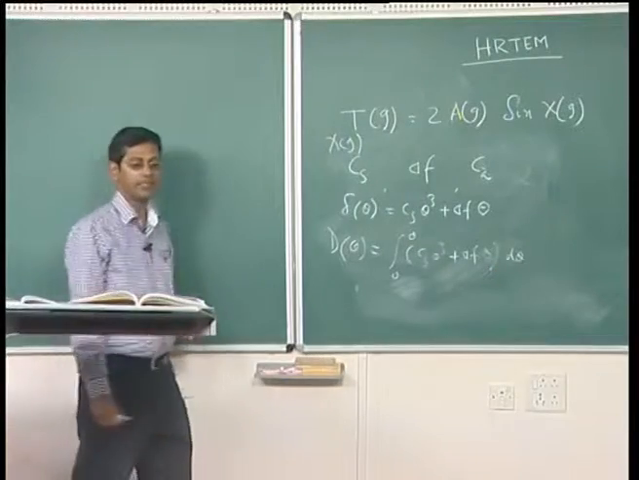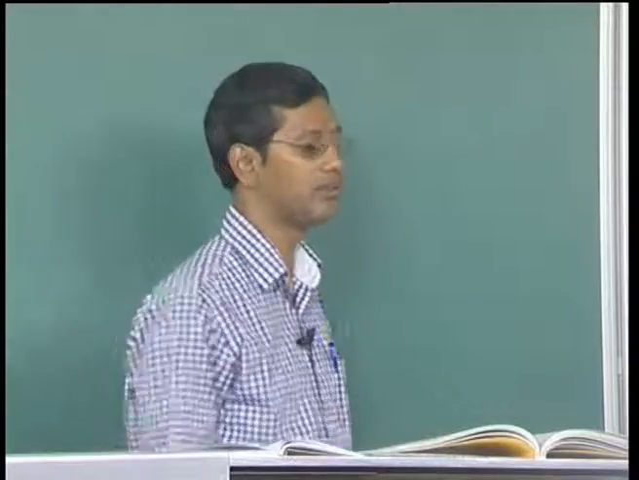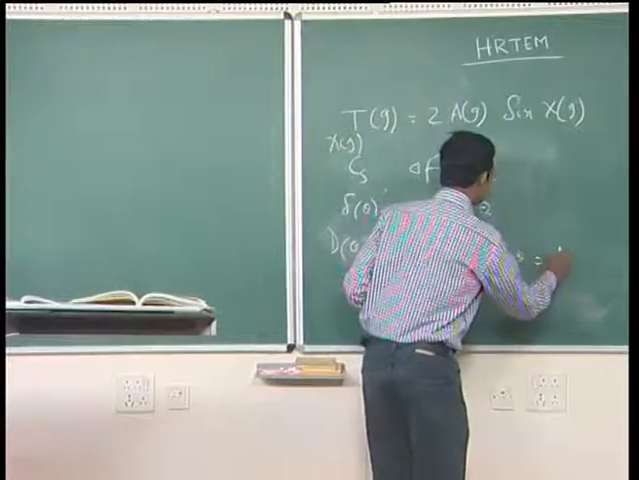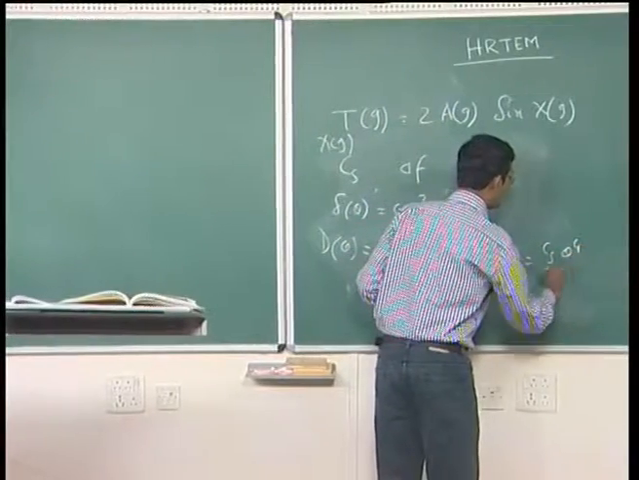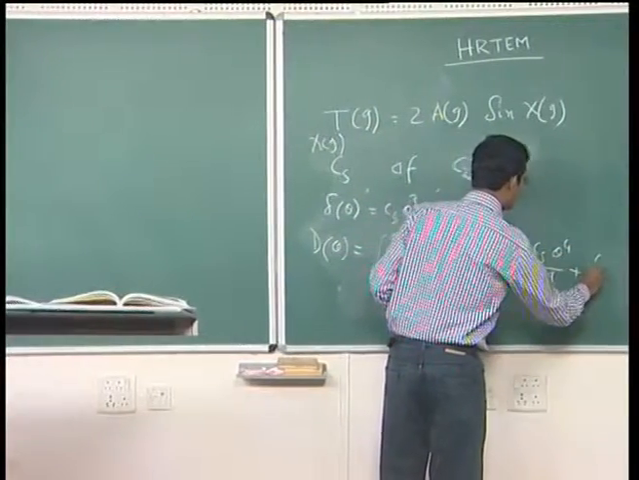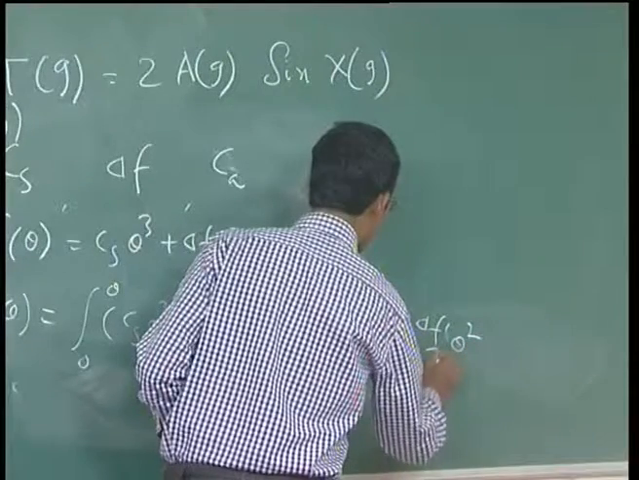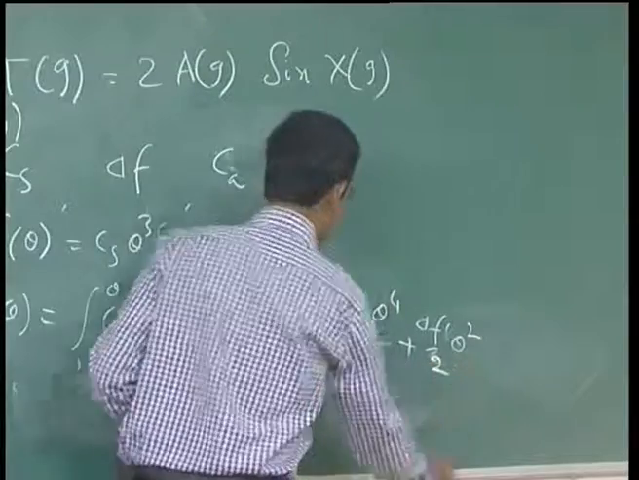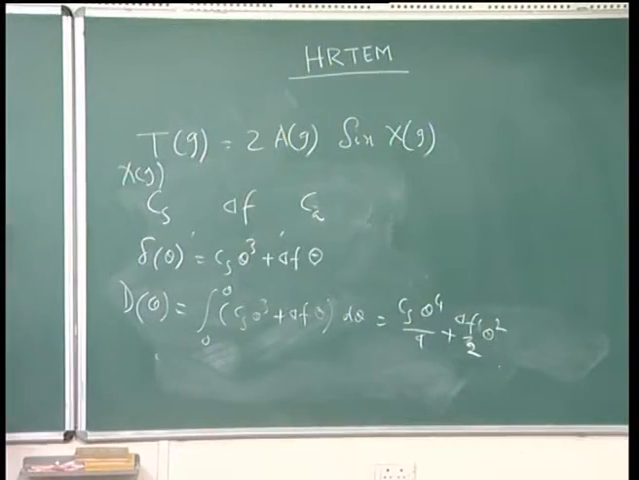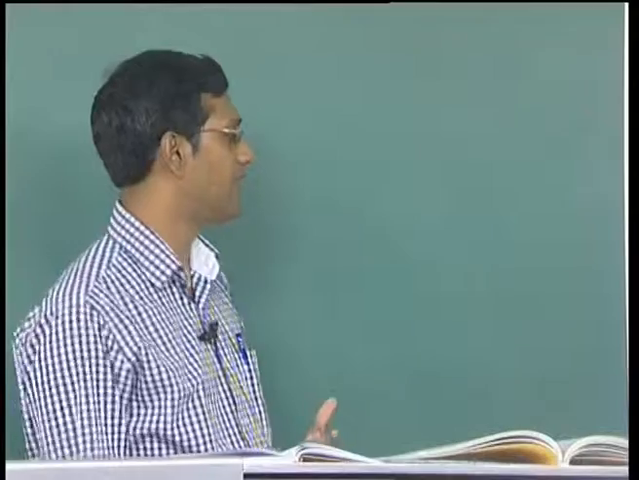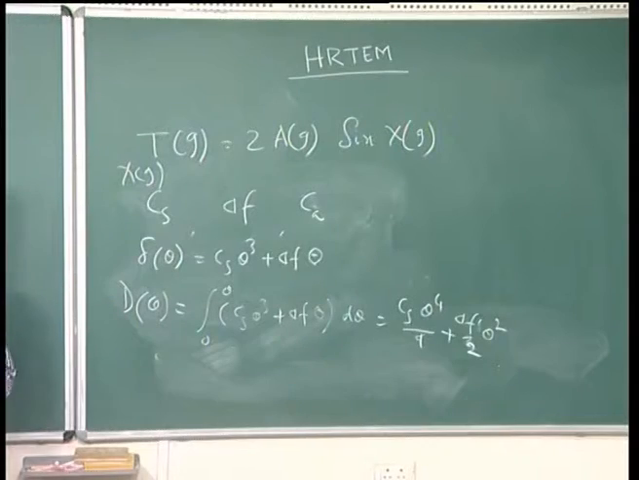As you can see, if we integrate this equation, one can get Cs theta to the power 4 by 4 plus delta f by 2 into theta squared. This is the average disk diameter. If we integrate this, we can get that.